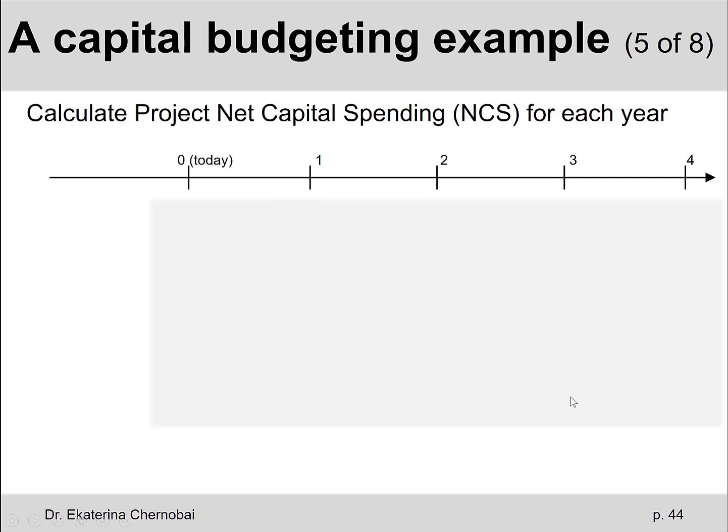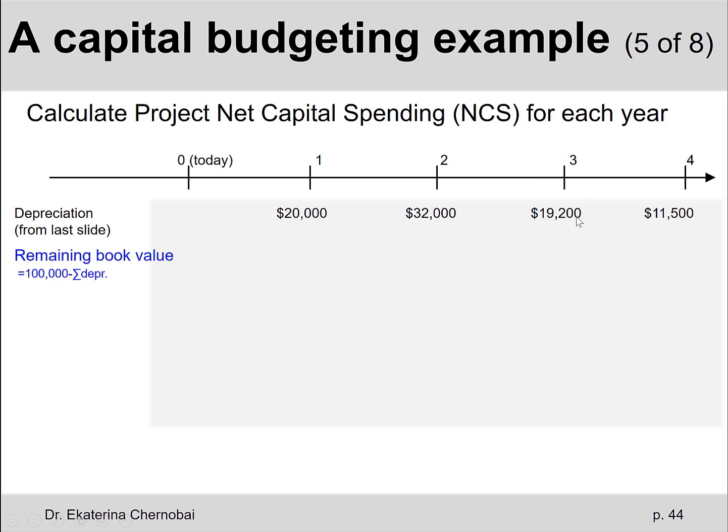Okay, second step, net capital spending for each year. From the last slide, we know what the depreciation amounts are in dollars for each year of this project. If we add them up, that will be the accumulated depreciation. If we subtract the accumulated depreciation from the initial book value of $100,000, we will get the remaining book value at the end of the project, at the end of the fourth year.